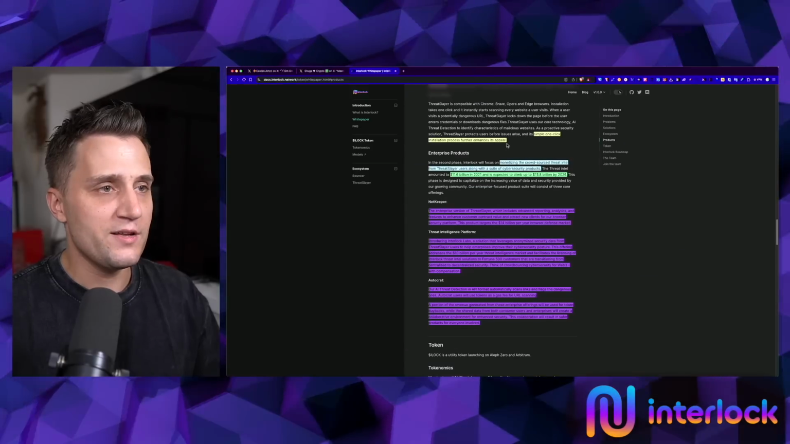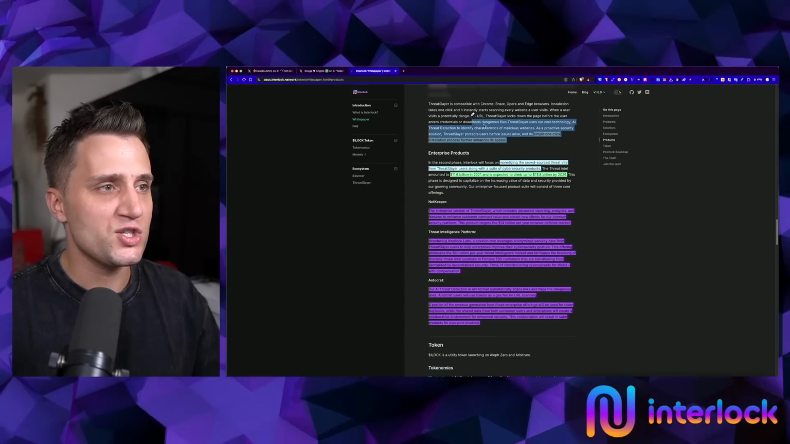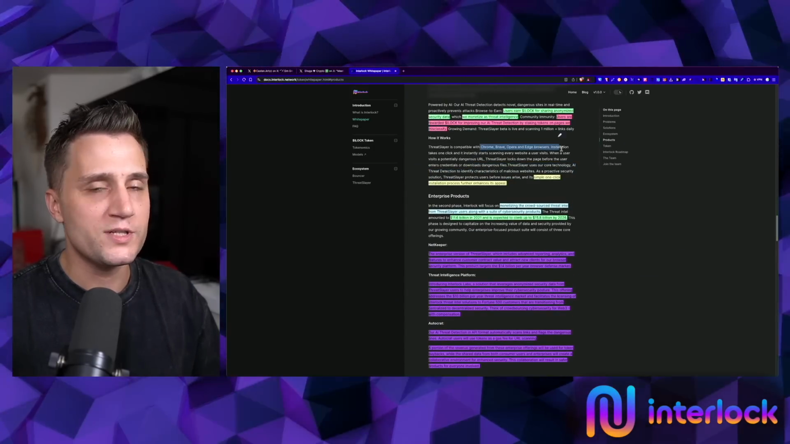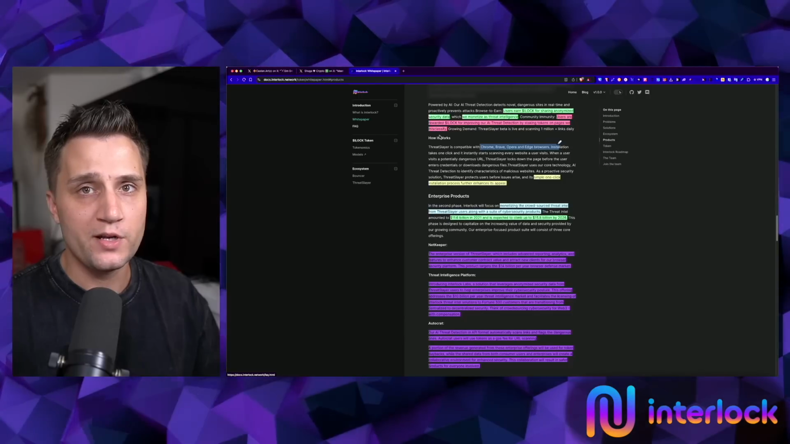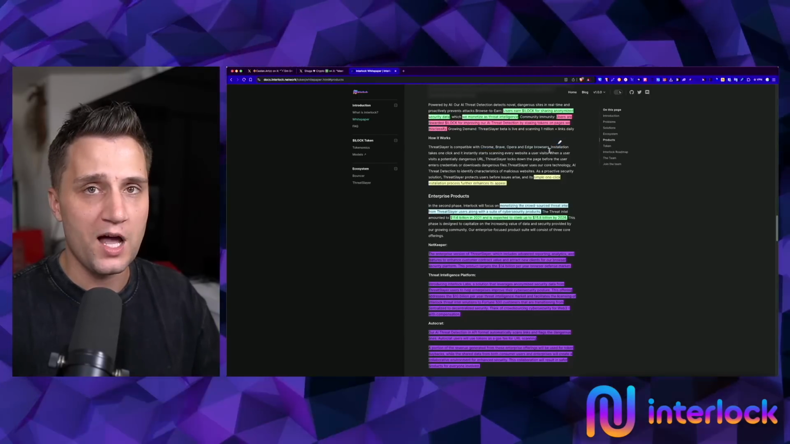We'll go ahead and skip down here. This is a bit of repetitive information, but just know that they're adding more and more different browsers to the compatibility for ThreatSlayer. So pretty soon there'll be a lot more browsers here.